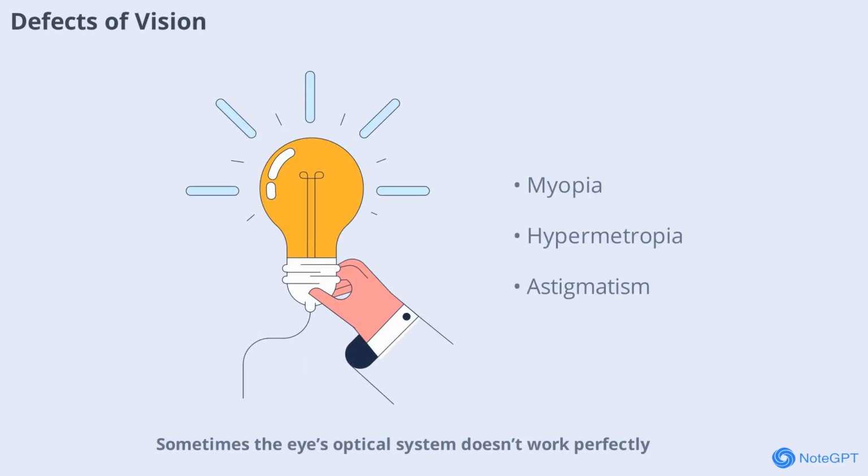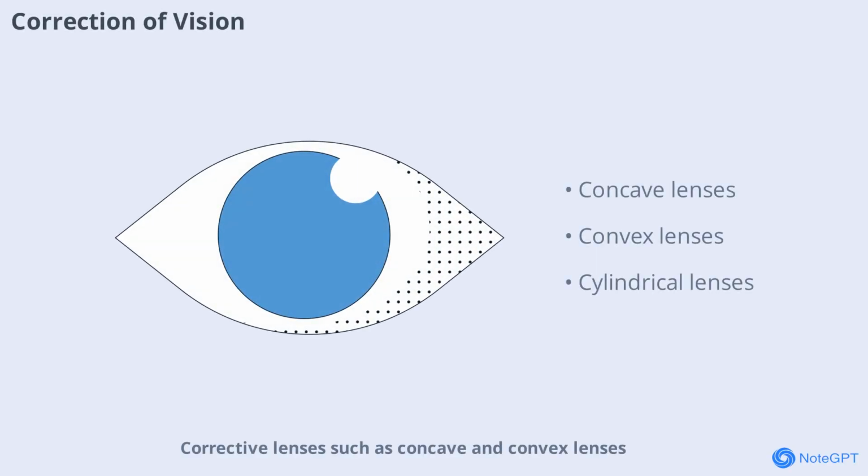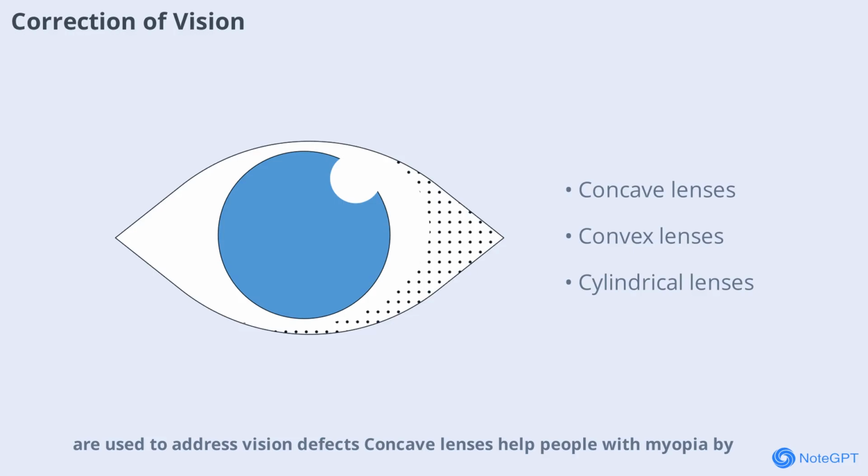Sometimes the eye's optical system doesn't work perfectly, leading to vision defects like myopia (nearsightedness), hypermetropia (farsightedness), and astigmatism. These defects occur when the eye cannot focus light correctly on the retina. Fortunately, corrective lenses can compensate for these issues, restoring clear vision and demonstrating the practical importance of ray optics in everyday life. Corrective lenses, such as concave and convex lenses, are used to address vision defects.